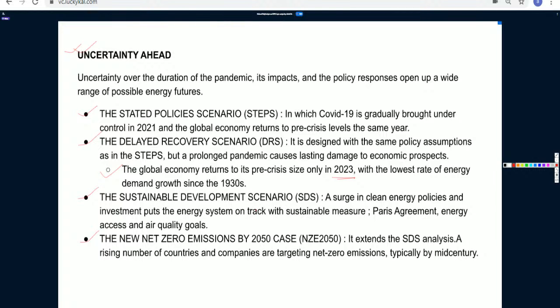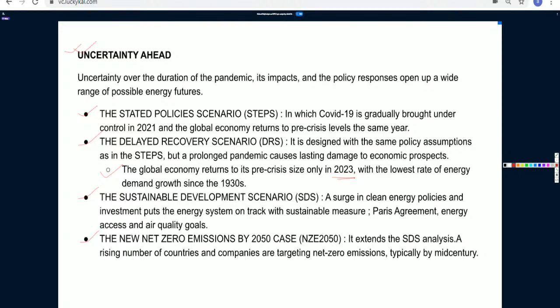Okay, the sustainable development scenario talks about a surge in clean energy policies and investment that puts the energy system on track with sustainable measures: the Paris Agreement, energy access and air quality goals. Then the fourth is the new net zero emission by 2050 case. So they have discussed 4 different cases.